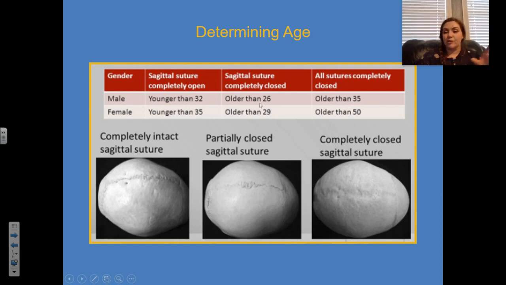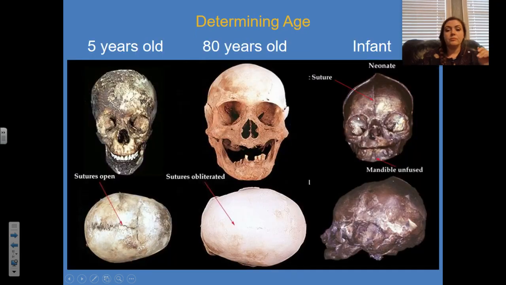Oh, okay, because it's on an age range. I got confused. So sagittal suture completely closed, so older than 26, older than 29. So they're saying that it might happen before this, being completely open, but if they're completely closed, then they have to at least be these ages, 26 and 29. All sutures completely closed, so all the sutures all the way around it, got to be at least 35 or at least 50. So women take much longer to close those sutures. Because it's not a little bit of difference, it can be quite a bit.